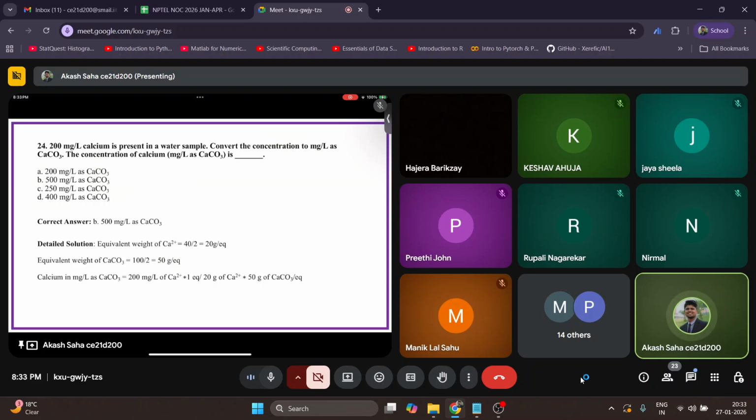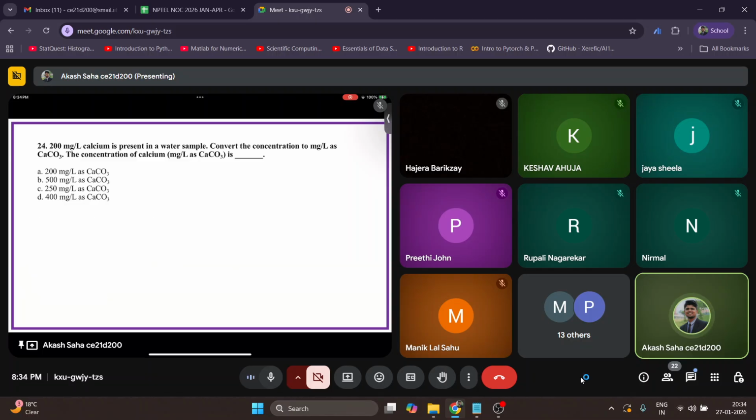Now the equivalent weight of calcium carbonate, because we have to convert in terms of calcium carbonate. It is 100 by 2, as we have seen earlier. So it is 50 gram per equivalent. So now the weight of calcium as CaCO3 will be 200 by 20 into 50. Very simple. So it will be 500 milligram per liter as CaCO3. Is it clear to all of you? If you want, I can write it and show you. Do you want me to write it? Okay, I think it's clear.